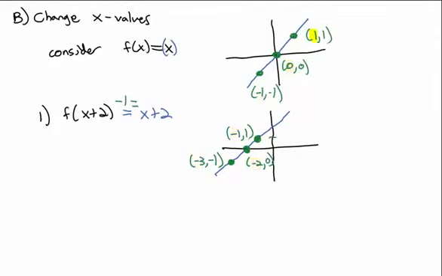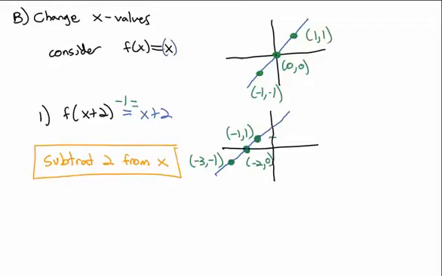Notice this is different than the y's, which did exactly the same thing. Here the graphs are going to do the opposite, and we subtracted 2 from the x coordinates. So it kind of feels backwards with the x. We see plus 2, so we subtract 2 from our x coordinates.